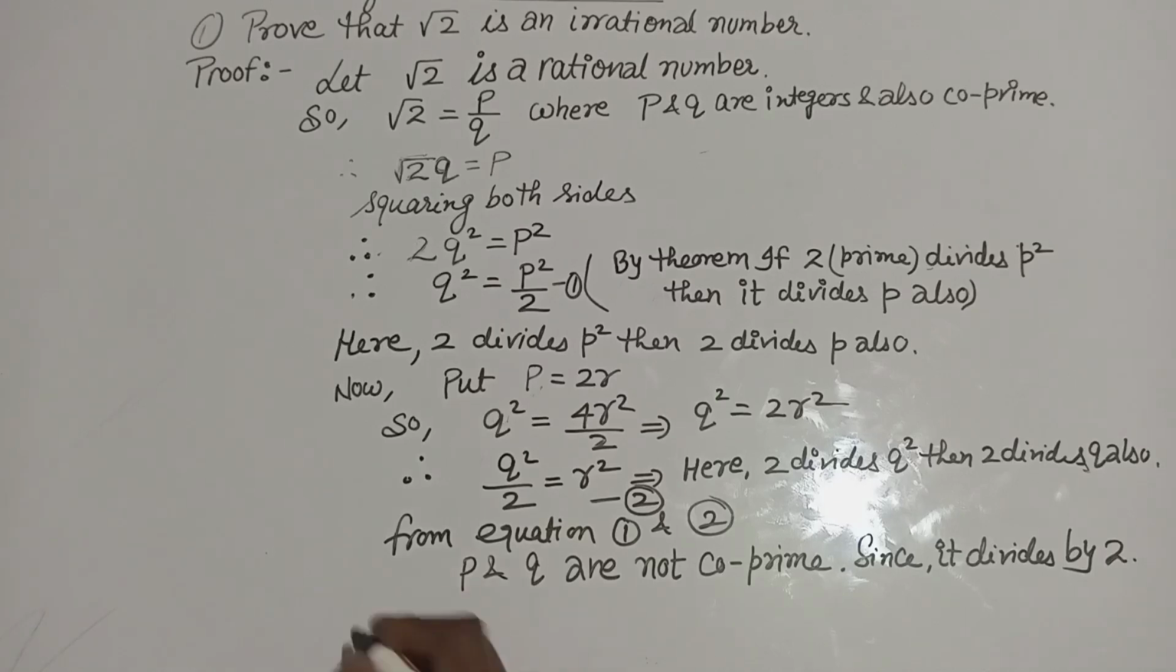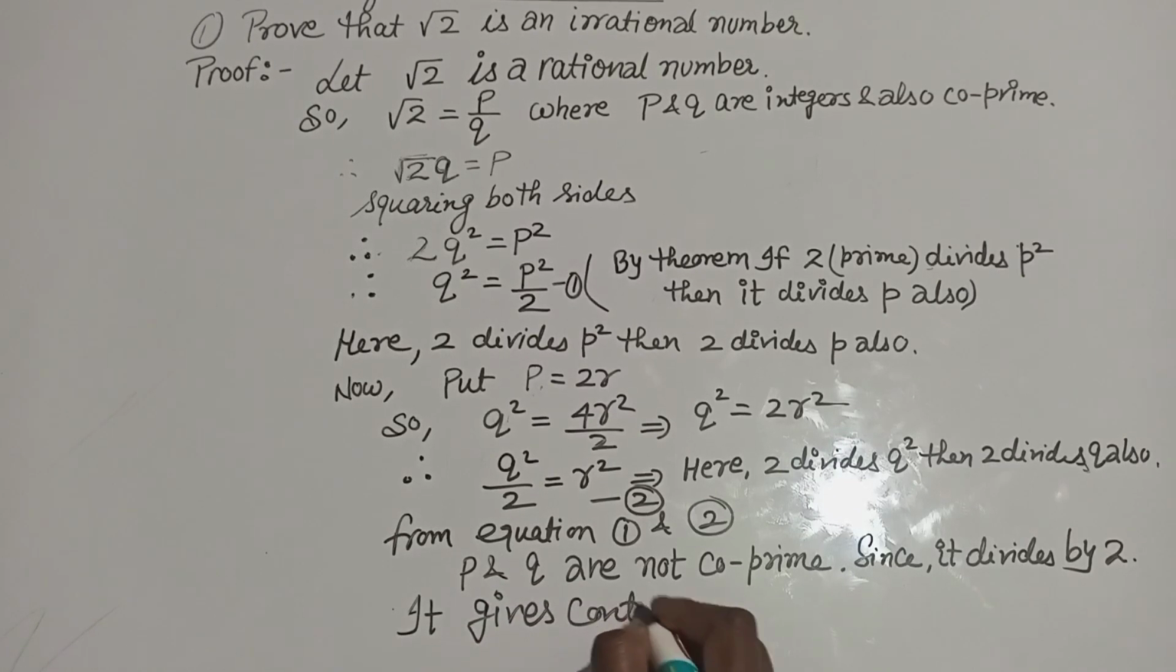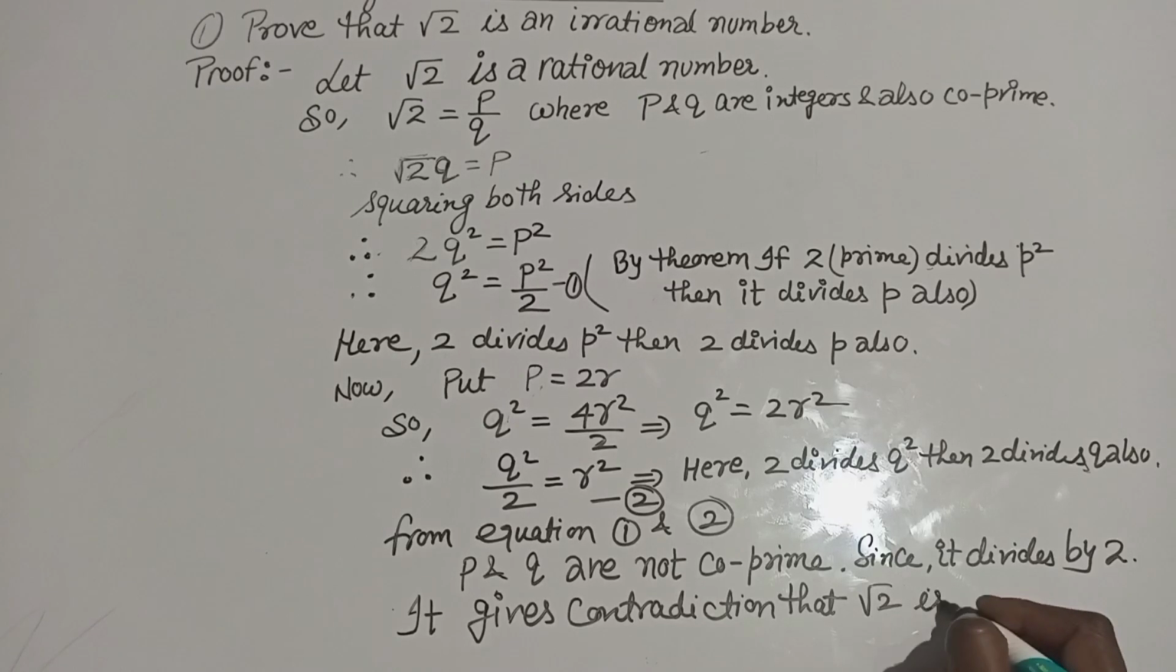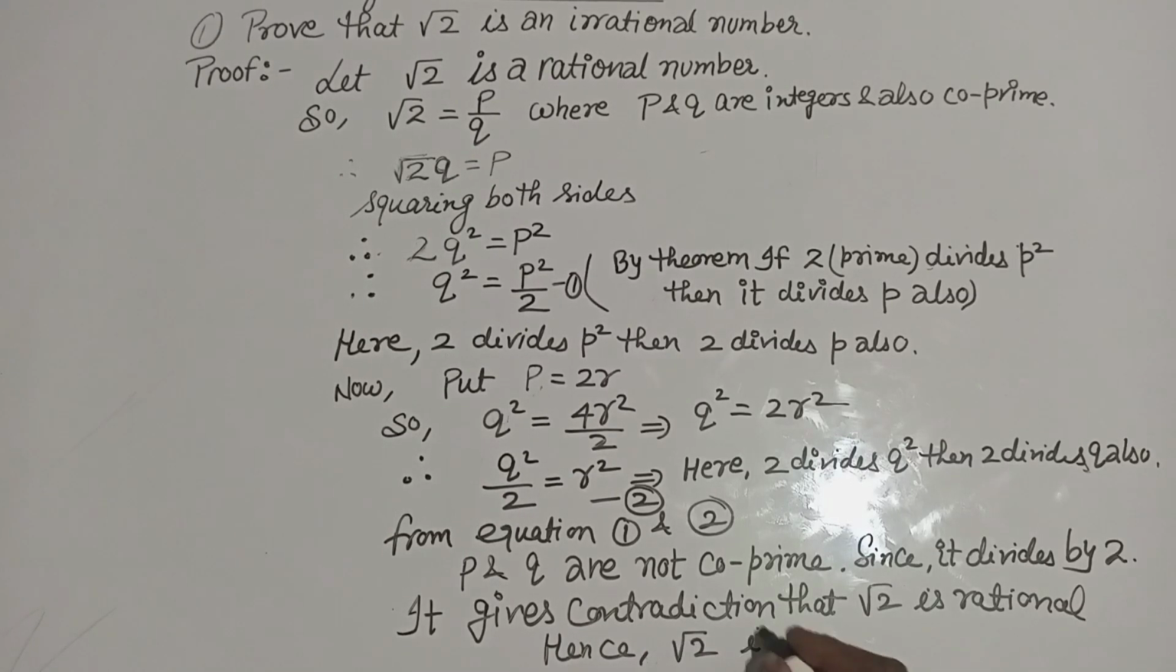Okay, it gives a contradiction, that root 2 is rational. Hence root 2 is an irrational number. Okay, it is easy.